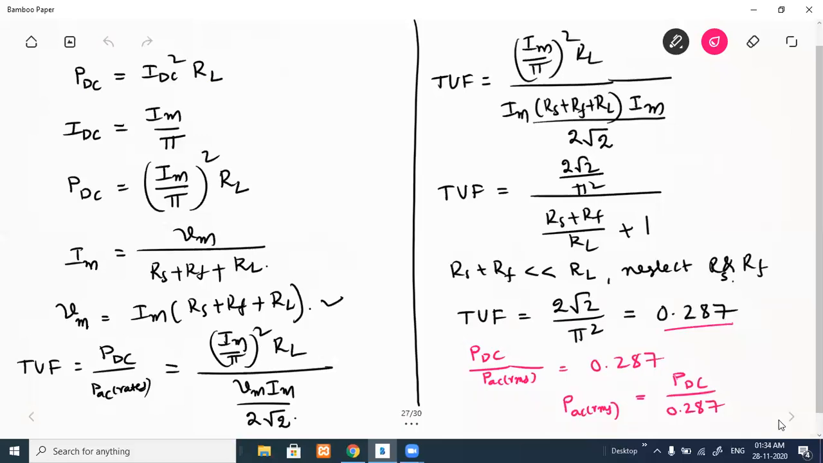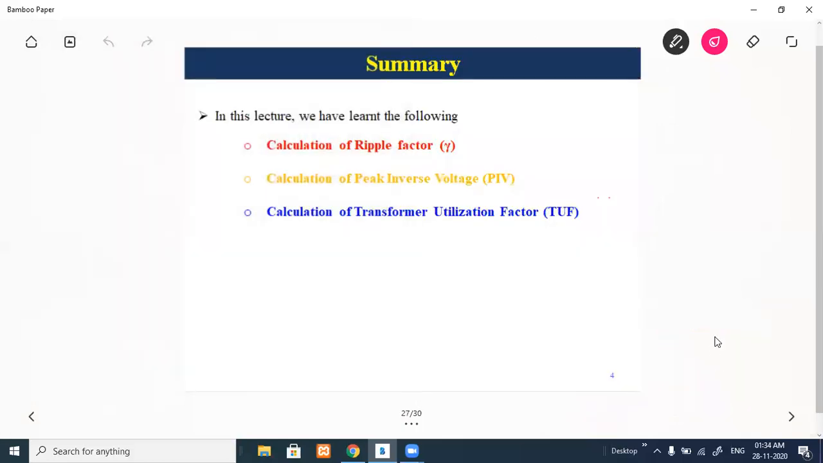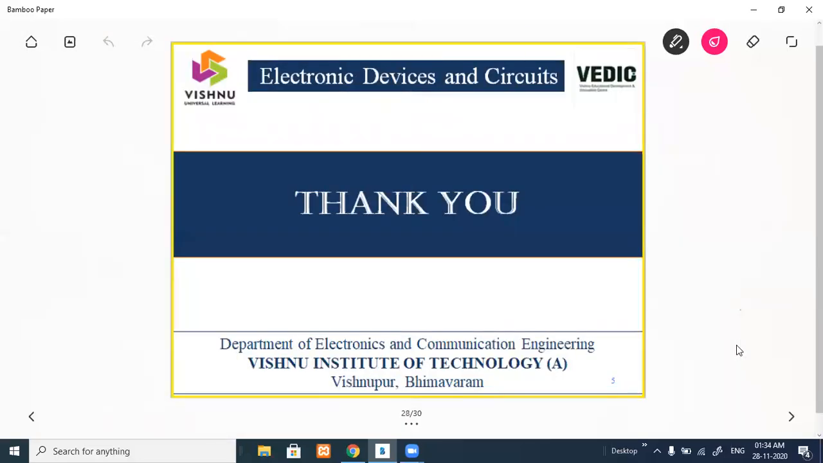And coming to the summary, in this lecture we have learned calculation of ripple factor, calculation of peak inverse voltage, calculation of transformer utilization factor. In the next lecture, I am trying to derive the expression for voltage regulation, form factor, peak factor, advantages of half wave rectifier, and disadvantages of half wave rectifier. Thank you all.